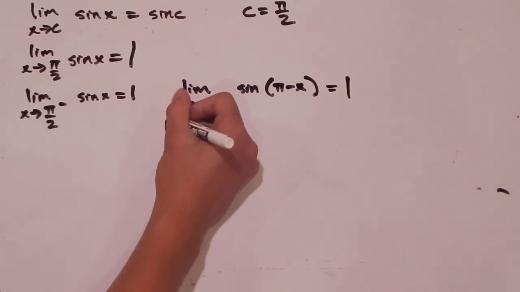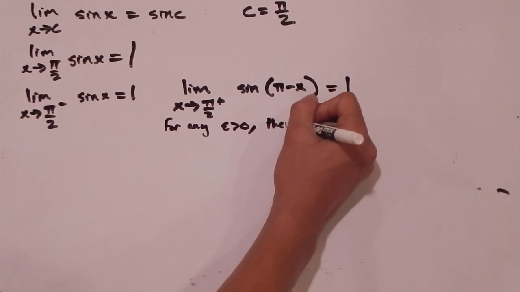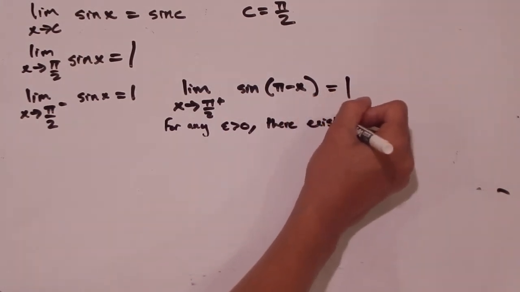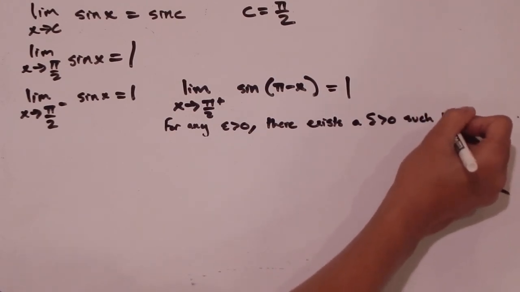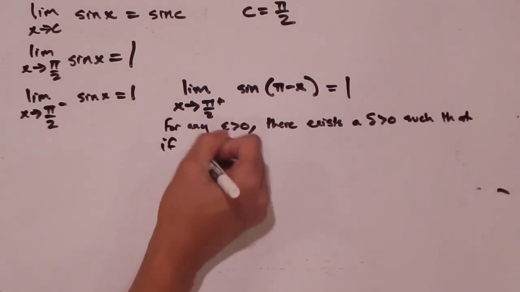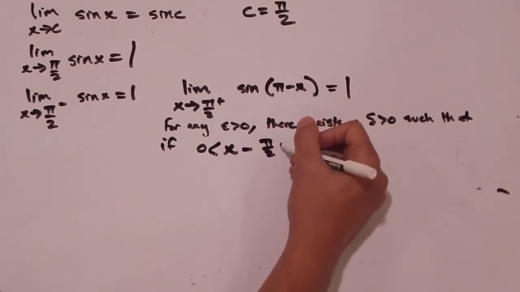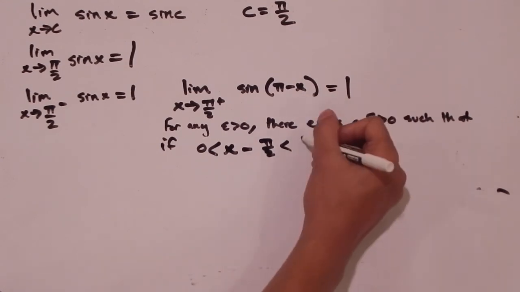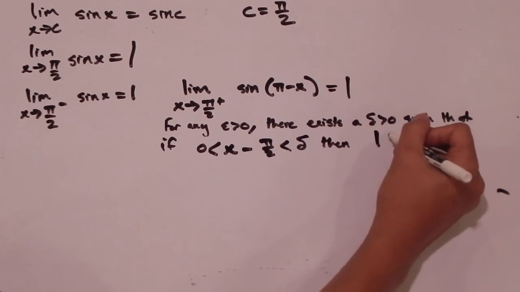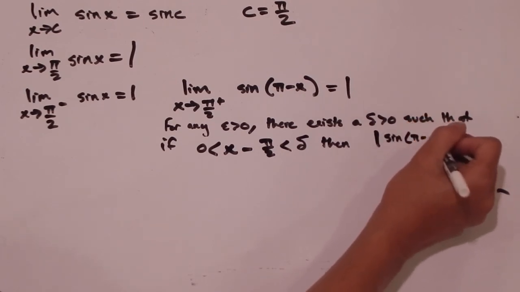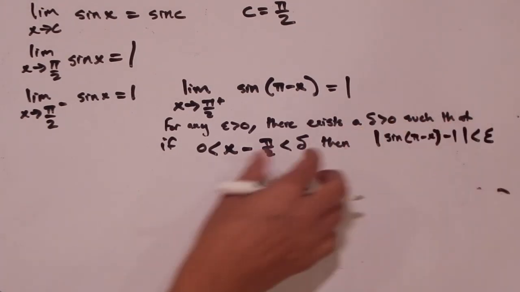So to show that, we have to show that for any epsilon greater than 0, there exists a delta greater than 0 such that if 0 is less than x minus c, and c in this case is pi over 2, this is a right-handed limit, so no absolute values, is less than delta, then the absolute value of sine of pi minus x minus 1 will be less than epsilon. So we have to find that delta.